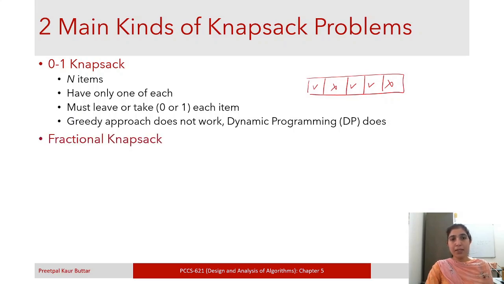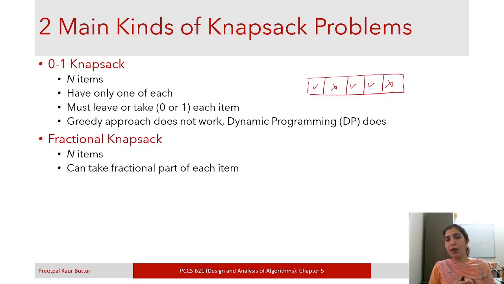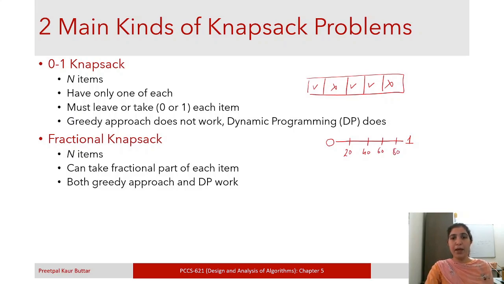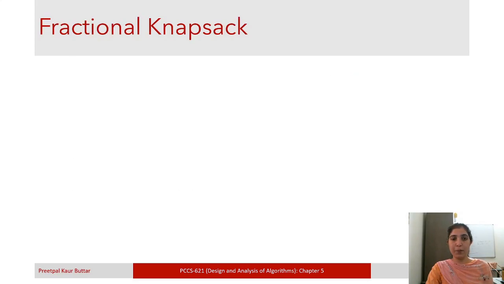But the second kind of problems, which are called fractional knapsack problems, are those in which we can take a fraction of each item. So instead of just picking or leaving an item, we can pick a percentage of an item. We can leave an item, we can pick an item, or we can pick a fraction of it, for example 20%, 40%, 60%, 80%. That is called the fractional knapsack problem. And in the fractional knapsack problem, both the greedy and the dynamic programming approaches work.